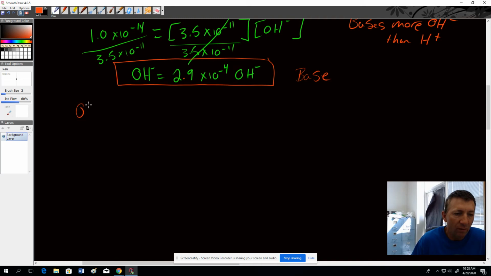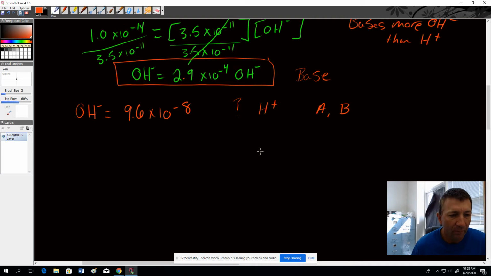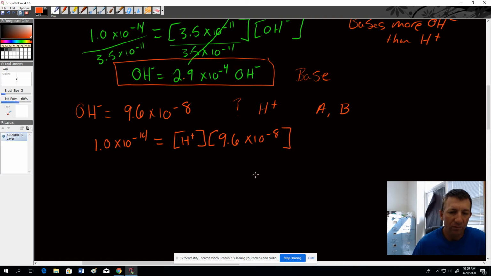So let's say we have an OH- concentration, or hydroxide ion concentration, that is 9.6 times 10 to the negative 8th, and we want to find out what the H+ is, and is it an acid or is it a base? So same formula up here. We're just going to do the Kw, which is 1.0 times 10 to the negative 14th equals our H+ concentration, which we're solving for, times our OH- concentration, which is 9.6 times 10 to the negative 8th.